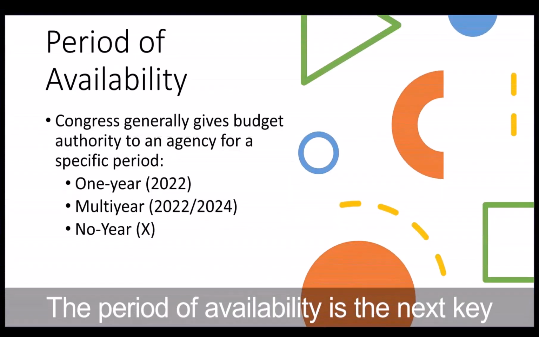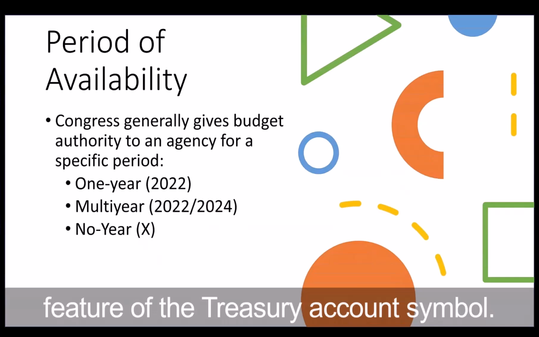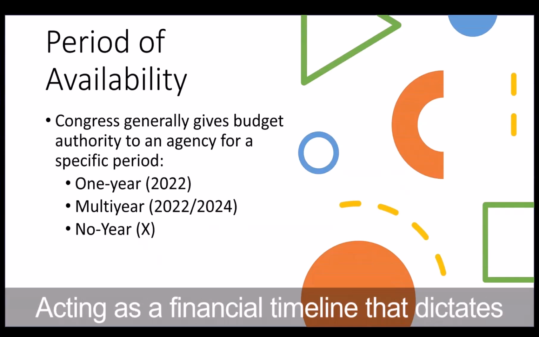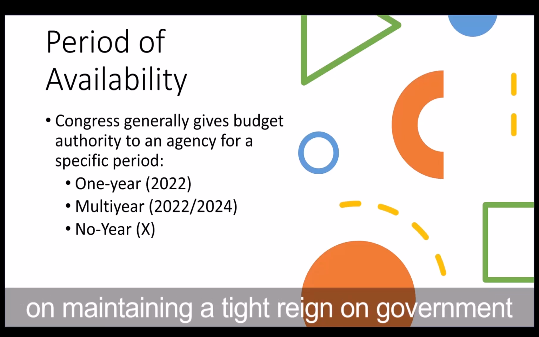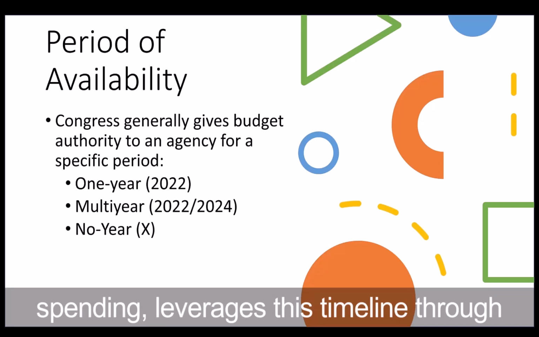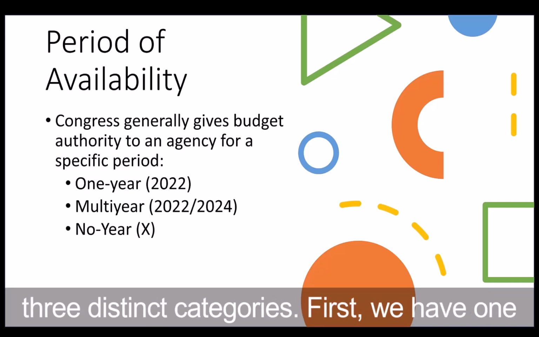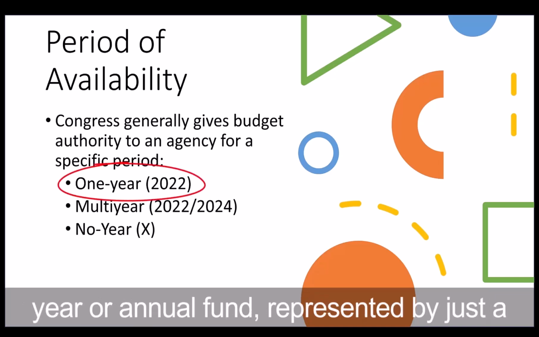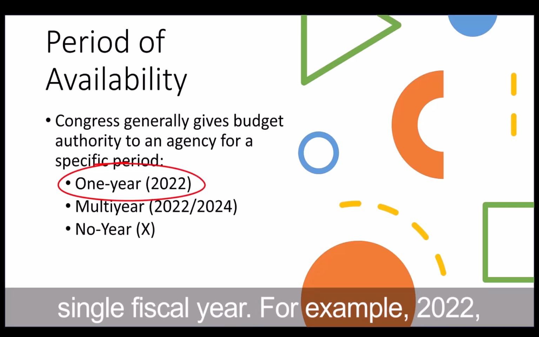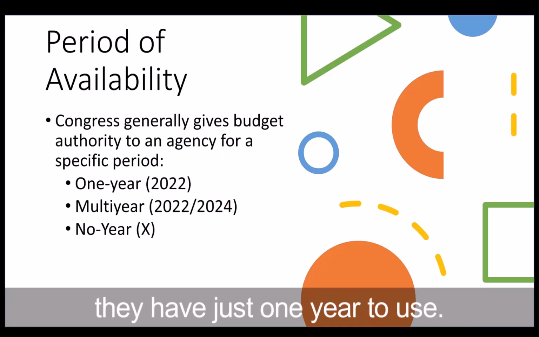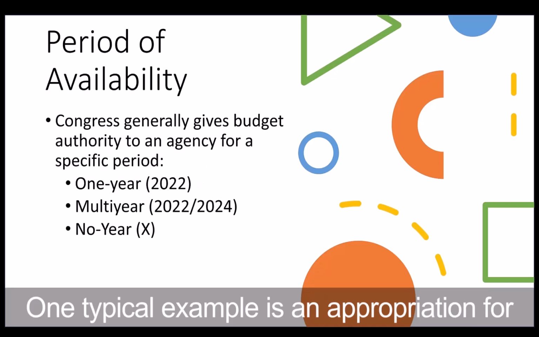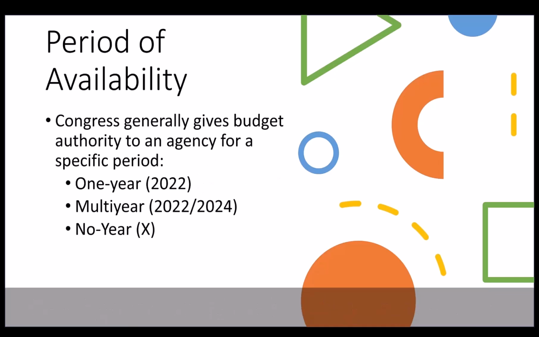The period of availability is the next key feature of the Treasury account symbol, acting as a financial timeline that dictates when funds can be utilized. Congress, keen on maintaining a tight rein on government spending, leverages this timeline through 3 distinct categories. First, we have 1-year or annual funds, represented by just a single fiscal year. For example, 2022. These are the sprinters of federal funds, as they have just 1 year to use. One typical example is an appropriation for an agency's salaries.